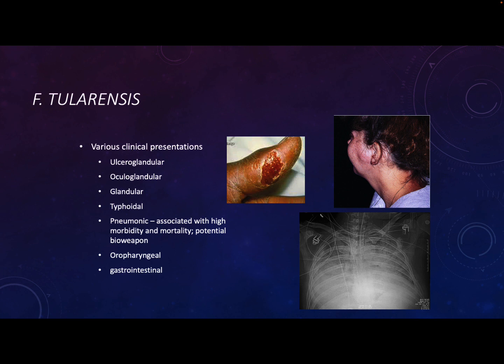And so depending on where the bacterium got into the body, that's where you'll see the symptoms form. So if it gets into the skin, you tend to see ulceration in the skin. You can see inflammation in various glands. If it goes into glands, it can get into the eye. It can get into the mouth. It can get into the GI tract.